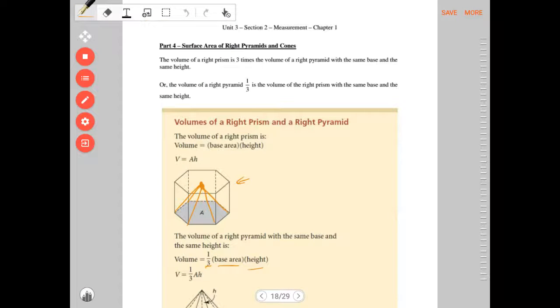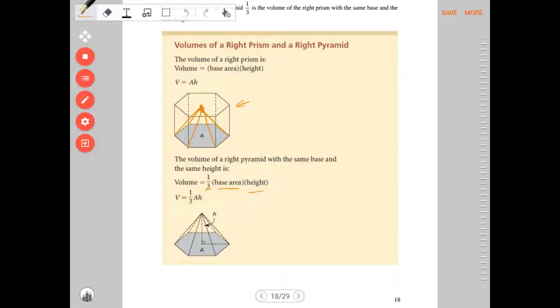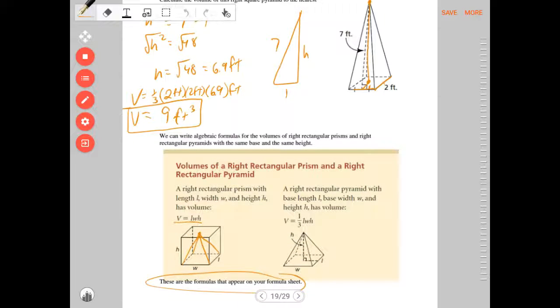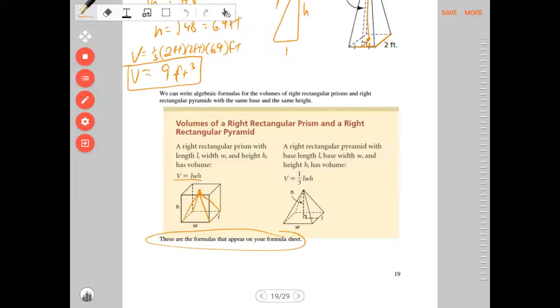The area of the base one is really nice. But the thing is, we usually use common shapes like rectangles, squares, circles, that kind of stuff. So we don't really need the area of the base part, just use these formulas here. Volume is length times width times height for the prism, and 1/3 length times width times height for the pyramid.